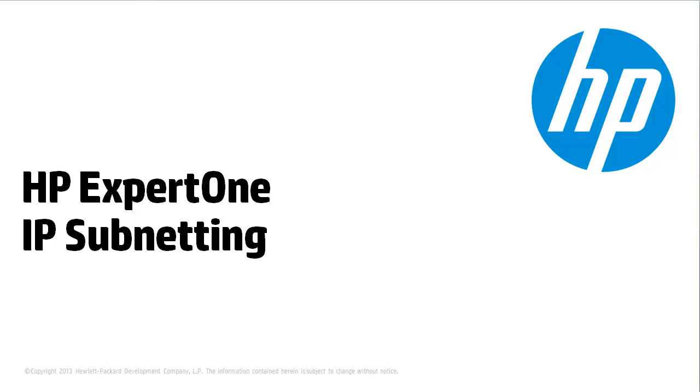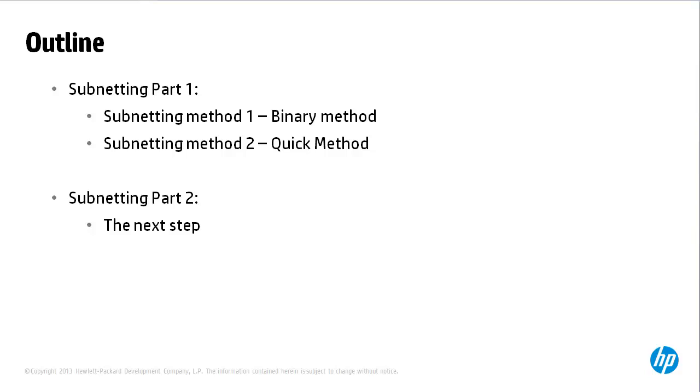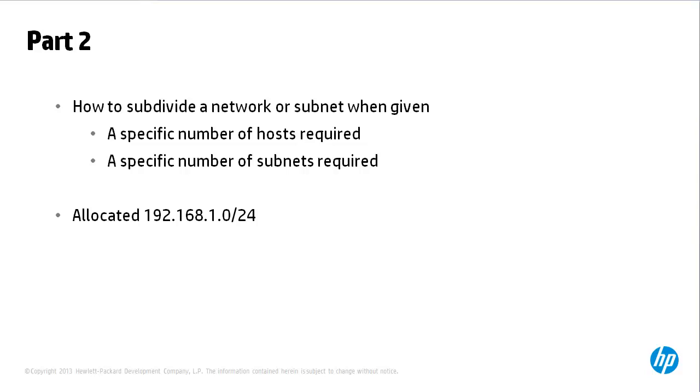This video is the second part discussing IP subnetting. In the first video, I showed you two methods to work out subnet, first host, last host, and broadcast address when presented with an IP address and subnet mask. In this video, we're going to continue the discussion looking at how to subnet a network based on requirements for a certain number of subnets or a certain number of hosts per subnet. So firstly, some reasons why you would do subnetting, and then I'm going to show you how to do subnetting.